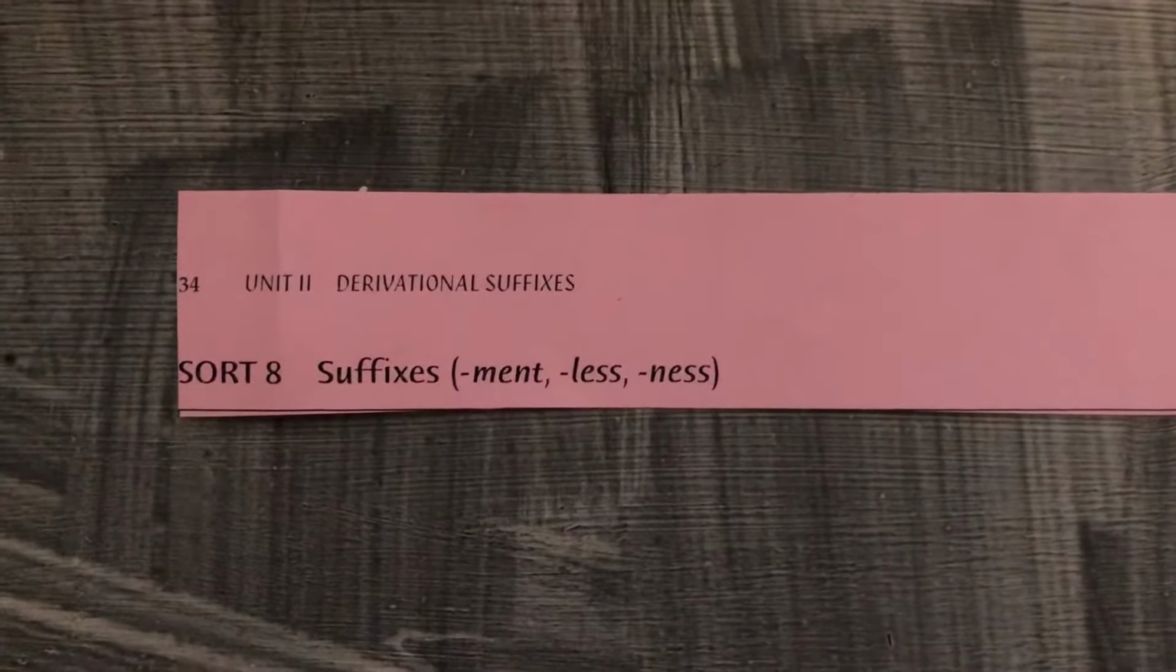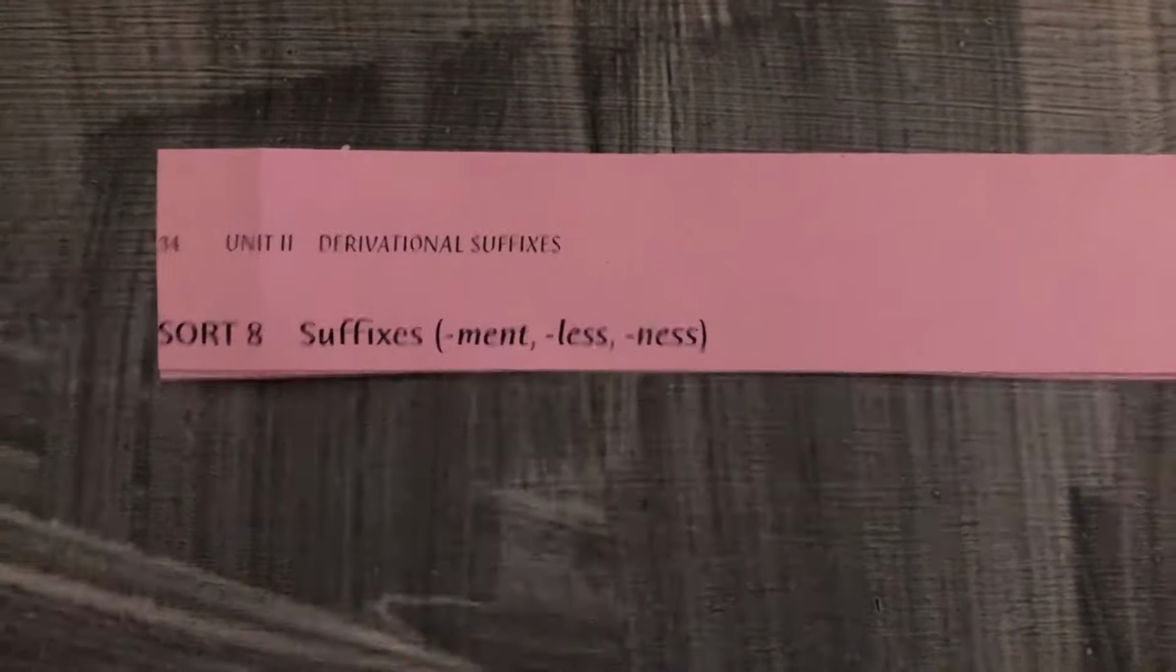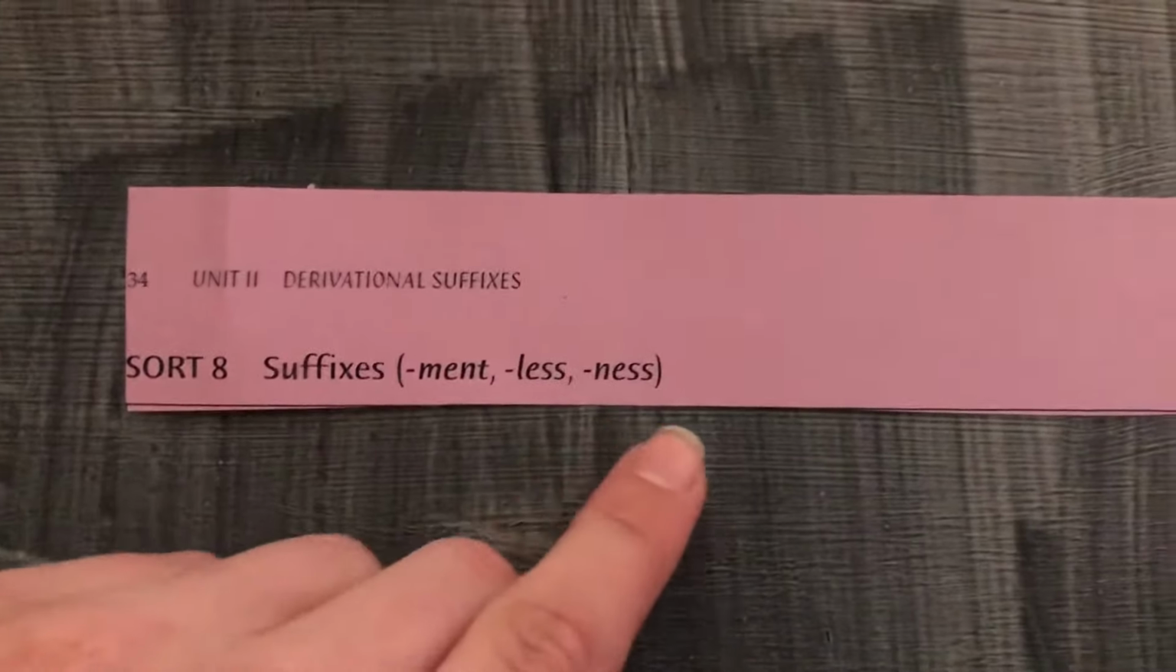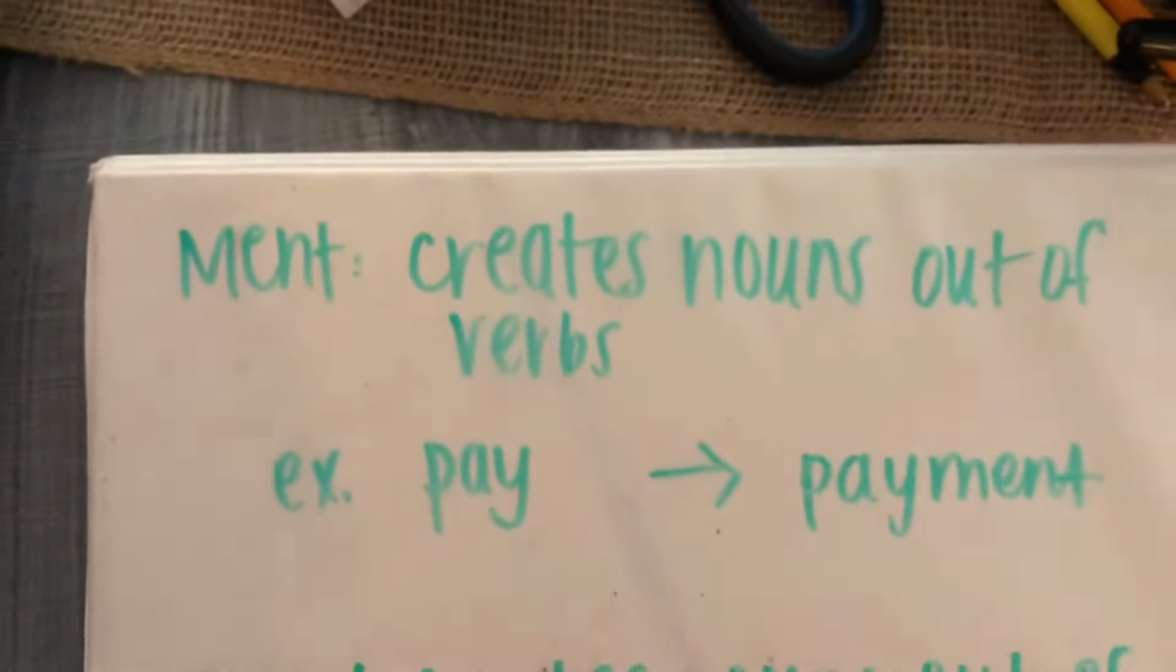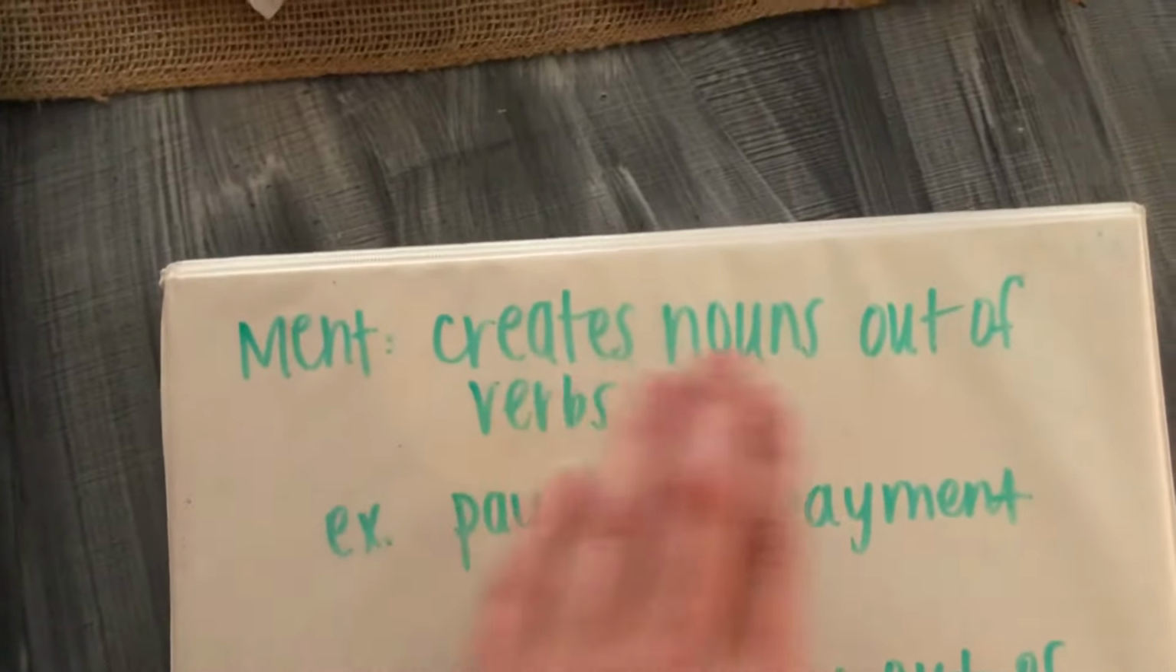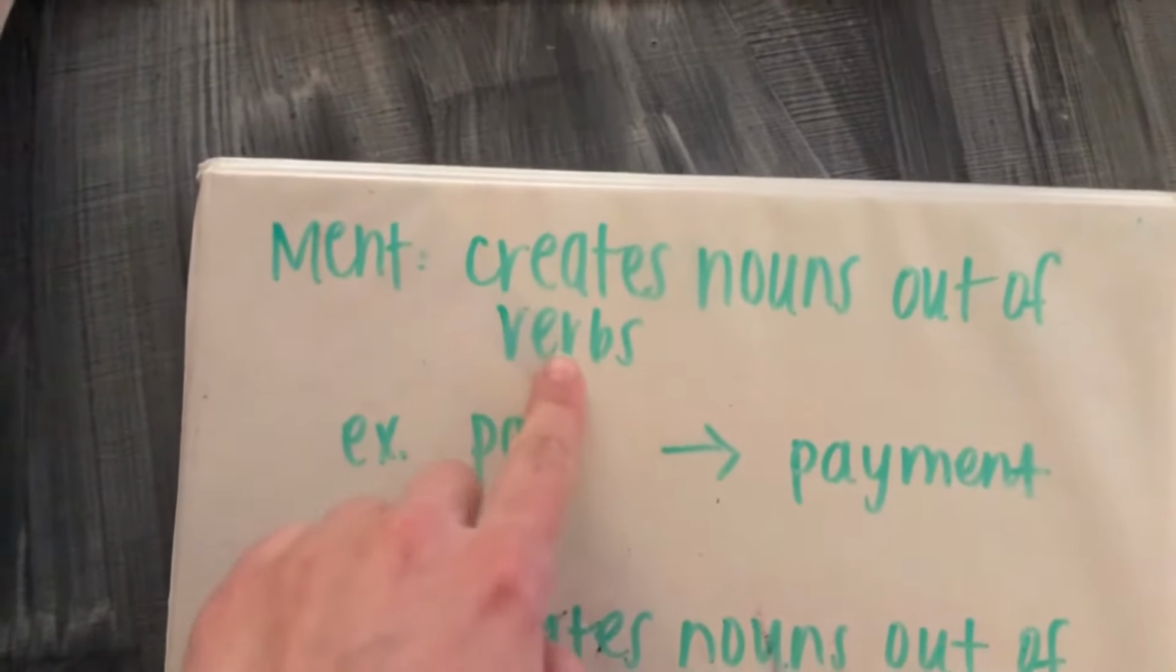All right, students, this is sort 8 in the blue book, and we're looking at the suffixes ment, less, and ness. So let's take a look at those. Ment is a suffix that is added to verbs in order to create a noun. Now remember, a verb is an action.